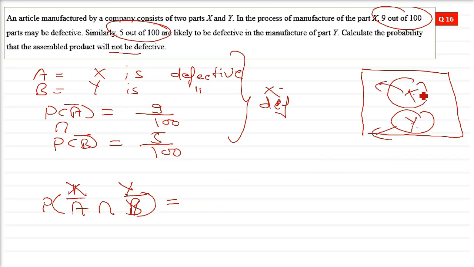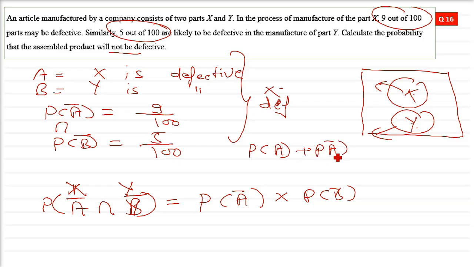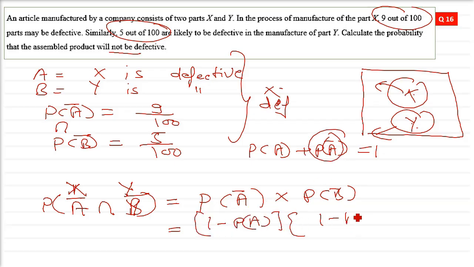X and Y are both independent, so you can find the probability by multiplying the separate probabilities, P(A naught) multiplied by P(B naught). Being defective is given in the question. Not being defective is what we need to find, which is 1 minus that probability. So P(A) plus P(A bar) is 1. This P(A bar) is 1 minus P(A). That is not being defective, because defective is already given. So 1 minus P(A) represents not defective.